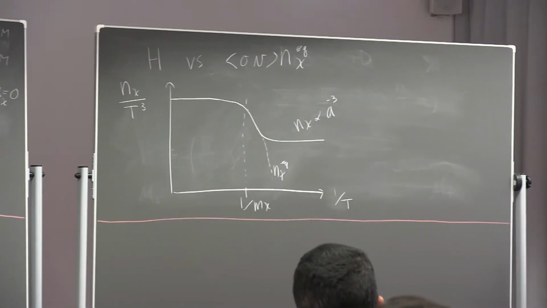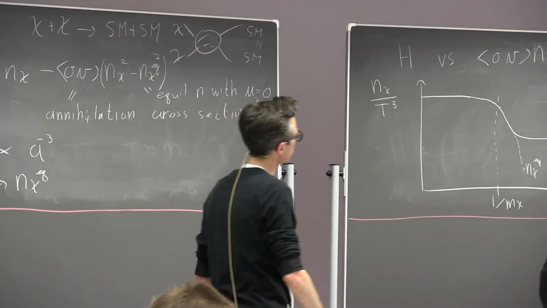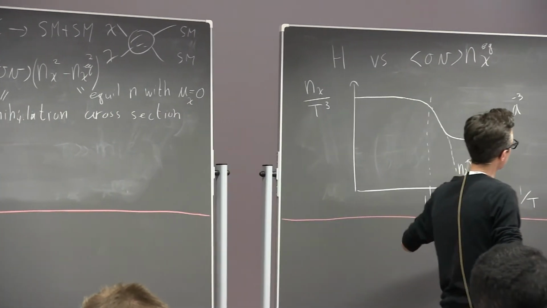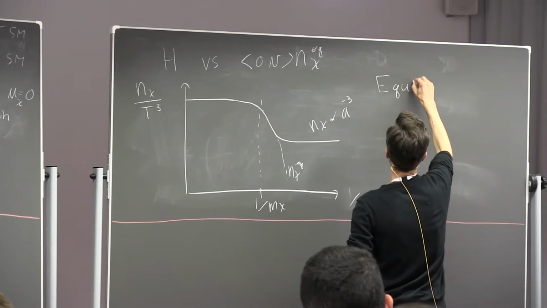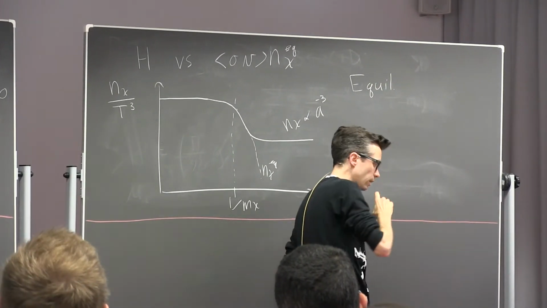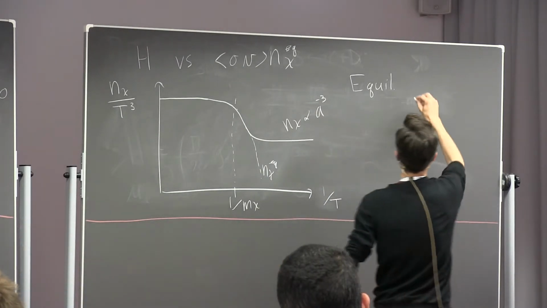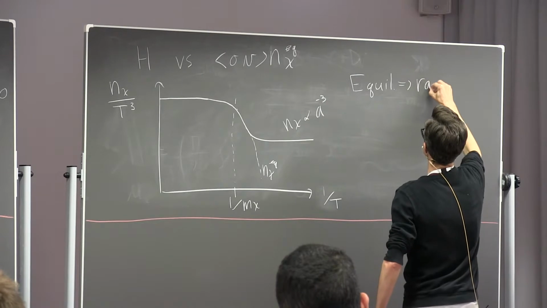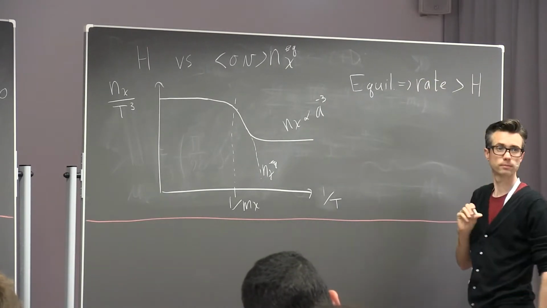We're going to look at similar ideas, maybe not quite exactly this, but the rule of thumb is, for a particular reaction to be effective, to be active at equilibrating the system, the effective rate of the reaction should be greater than Hubble.